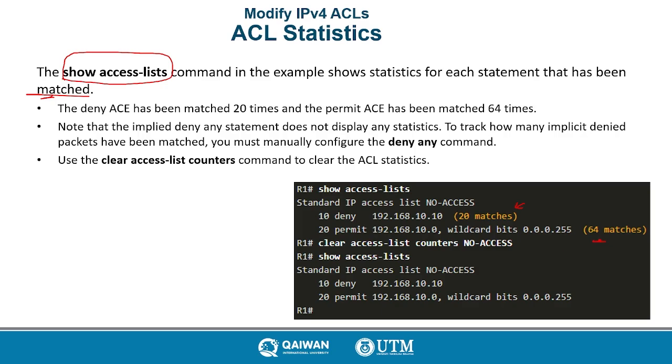Now what you say is clear access list counters. This is how you clear this 20 or this 64: by saying clear access-list counters, then the access list name. So let's say that we have access list number 10. Instead of the name, you will say 10. Now if we again show access list, there's nothing. As you can see, there are no matches.